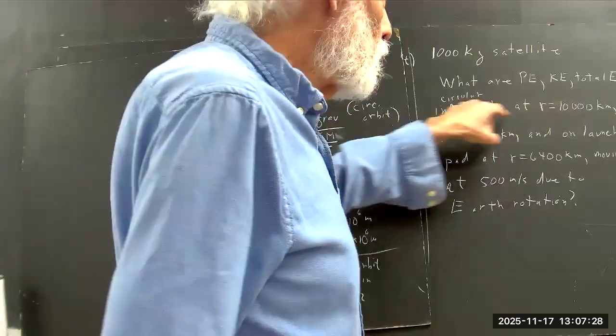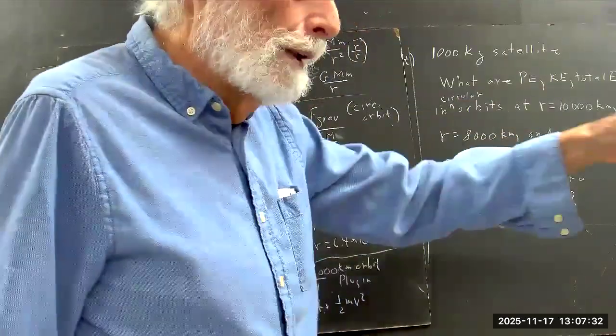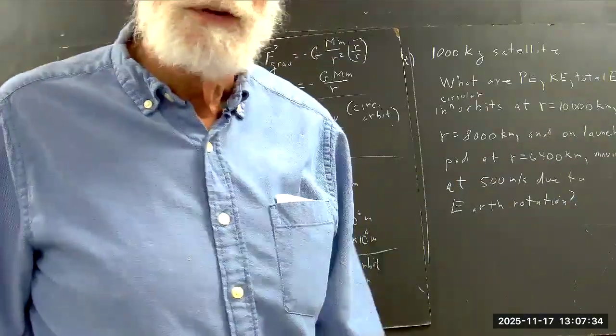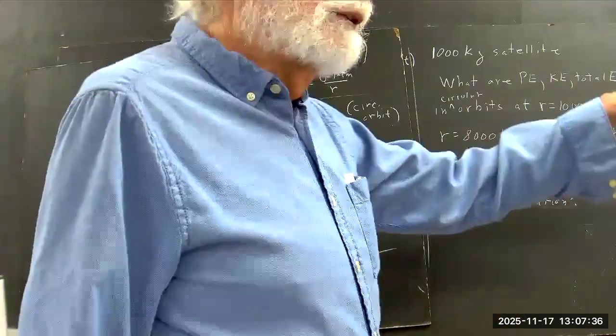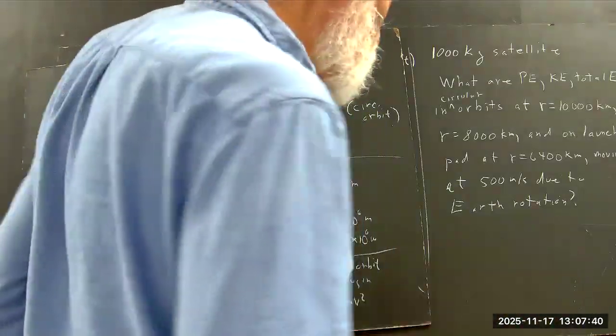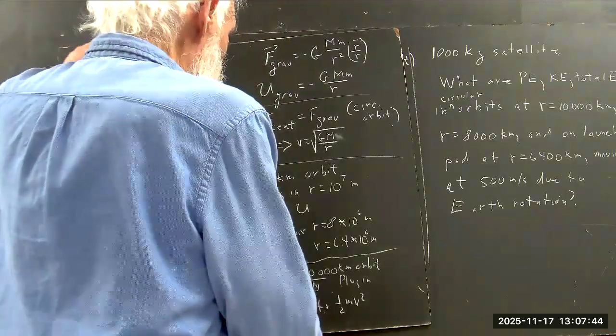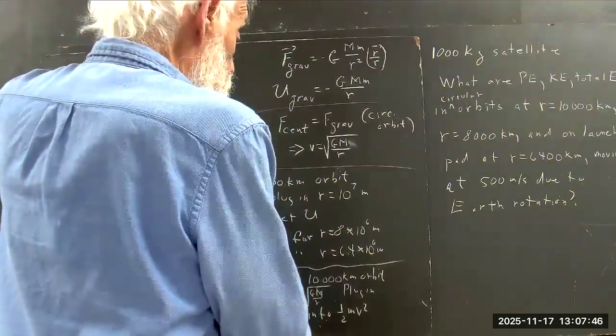Well, these are orbits. This is sitting on the launch pad, moving at 500 meters per second due to the rotation of the Earth. Hopefully we launch in the direction of rotation to save energy. Sometimes we do it the other way, but almost 99% of the time, we launch in the direction of the Earth's rotation, so we don't have to use as much fuel.